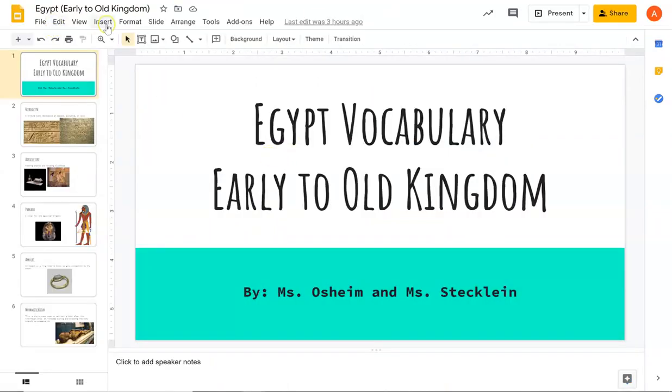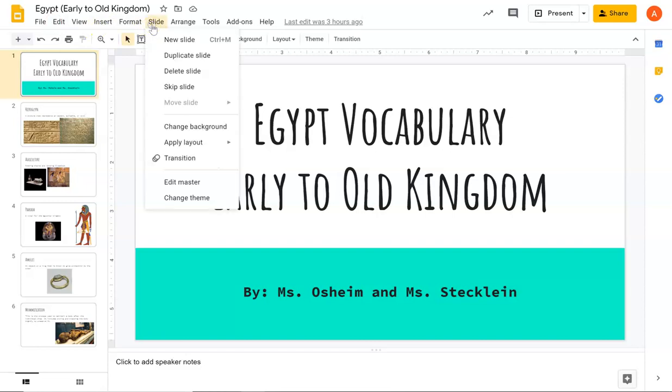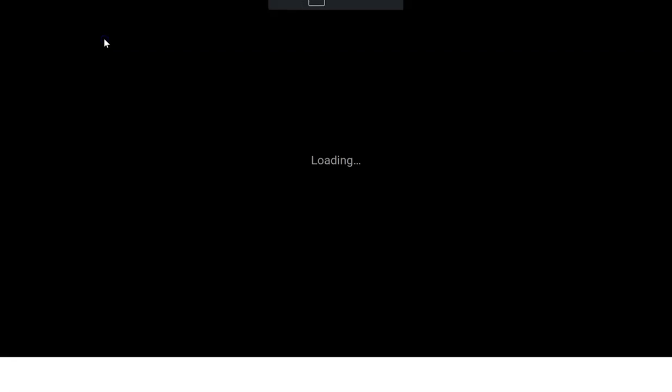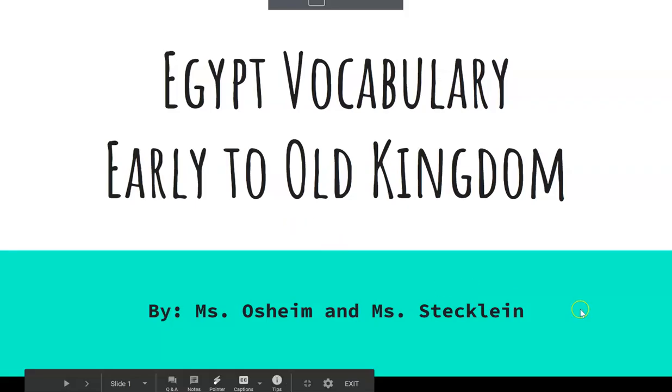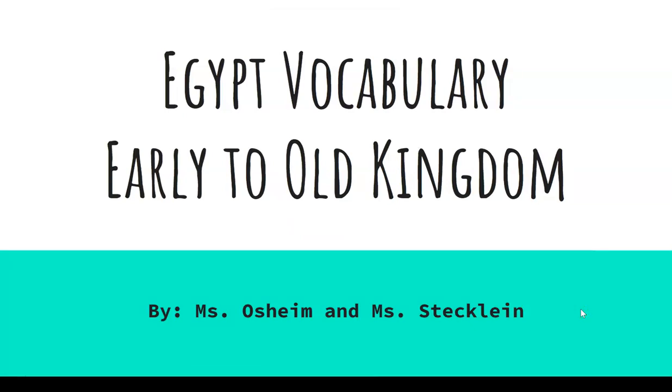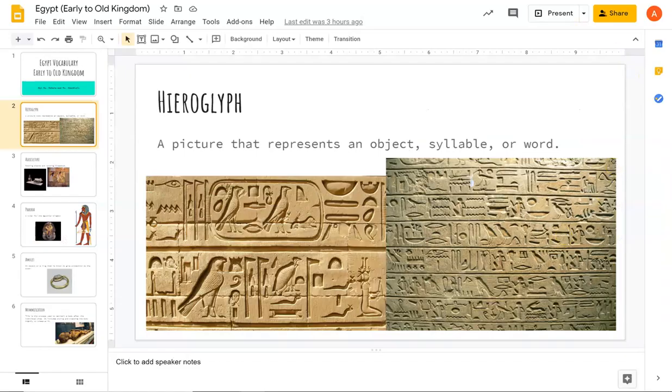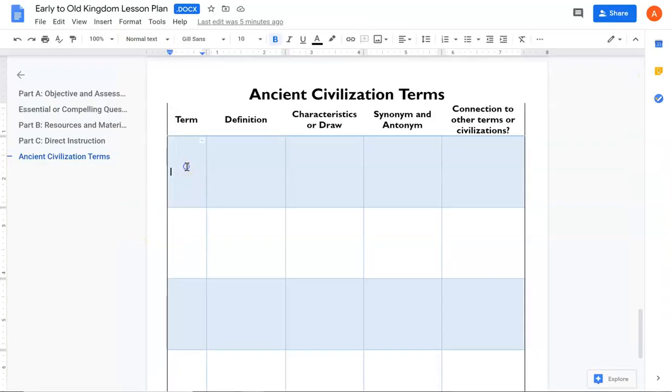So we are going to begin here and remember that this is early to old kingdom. So our first term is hieroglyphics. So when we go back to our graphic organizer, we are going to write in hieroglyphics.